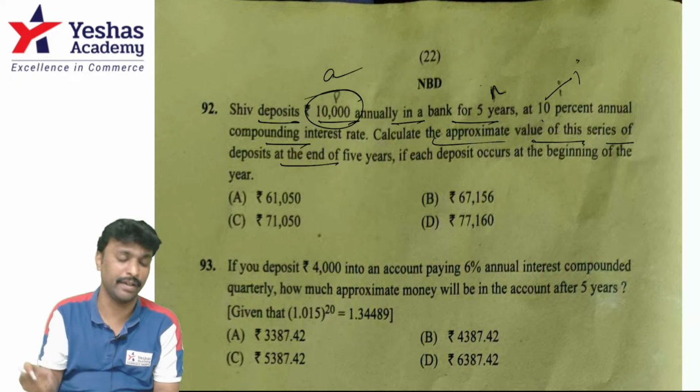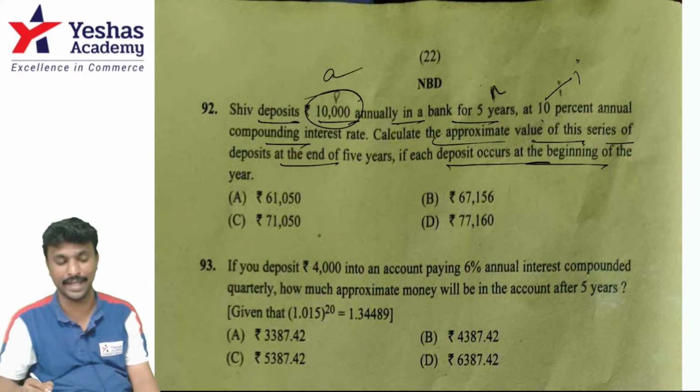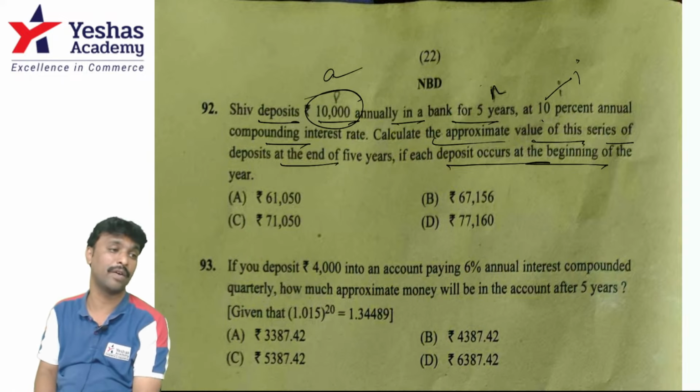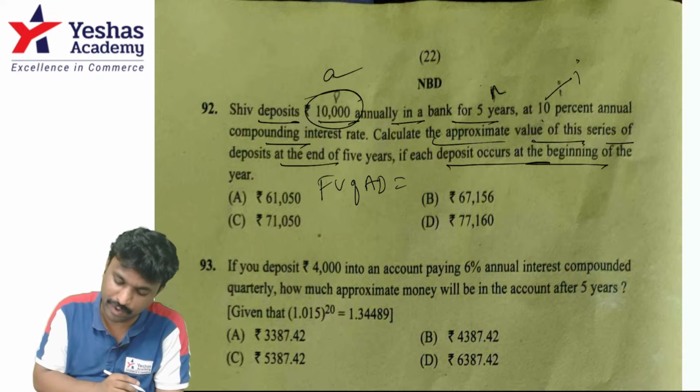That means at the end of 5 years means future value. Deposit occurs at the beginning of the year. Each deposit occurs at the beginning of the year means obviously it is FV of annuity due. So what is FV of annuity due?